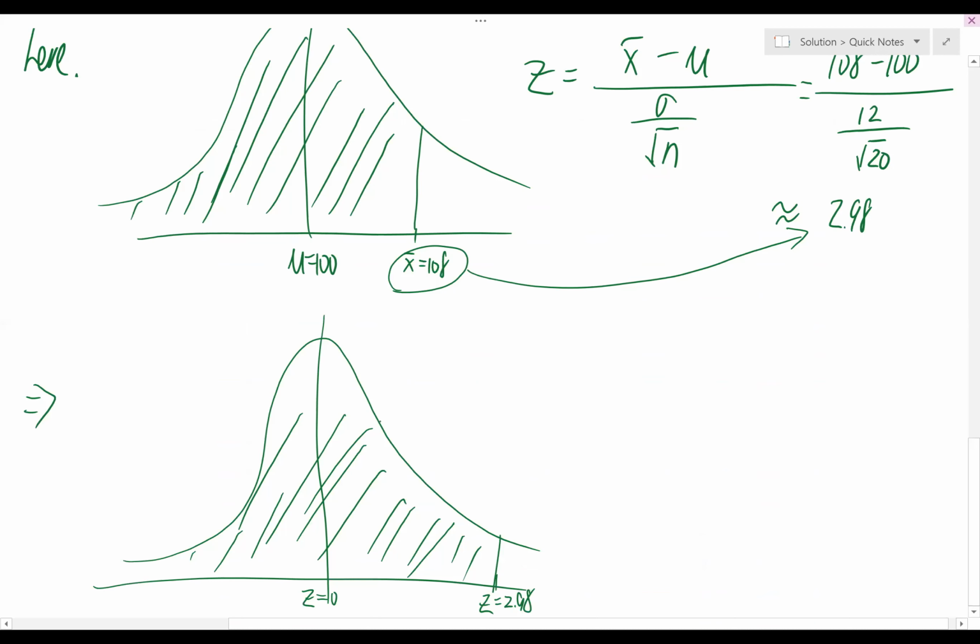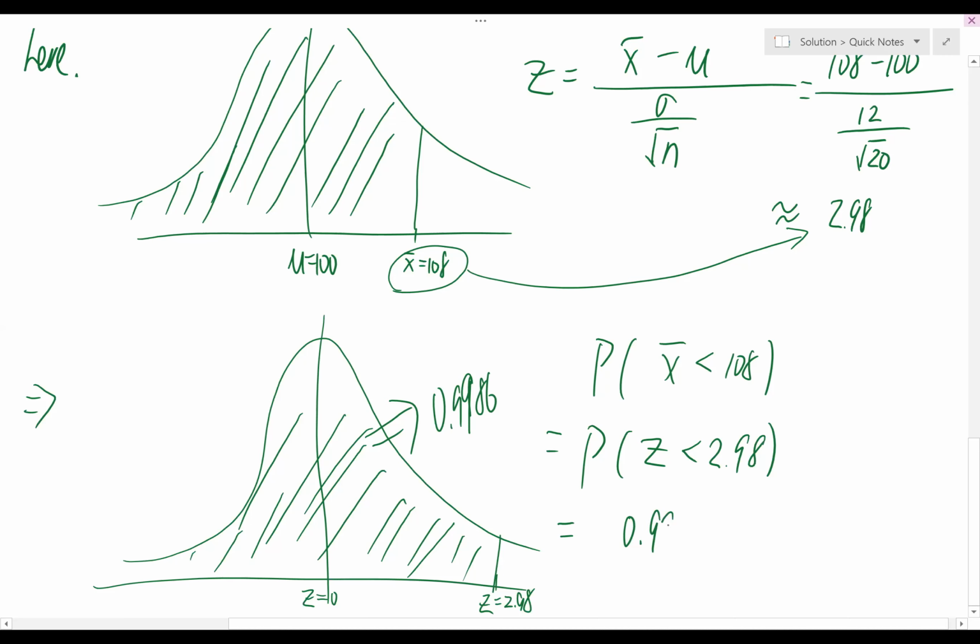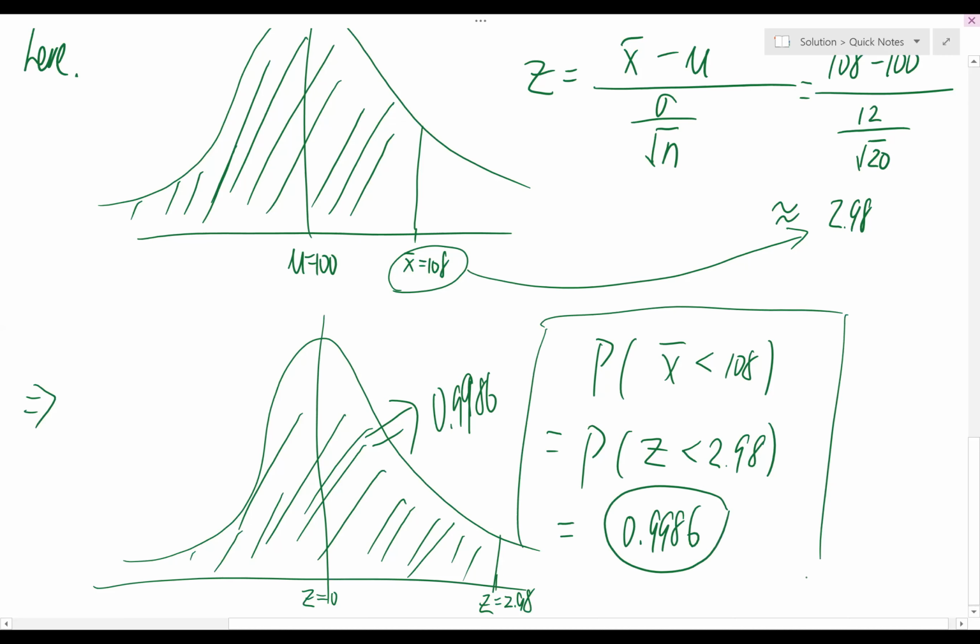So that's the answer we're looking for, right? So this is 0.9986. If you want to put in the standard notation, it will be sample mean less than 108. It's the same thing as saying z-score less than 2.98. So from table A2, we get a probability which is 0.9986. Okay. All right, so this is how you find the probability applying the central limit theorem.